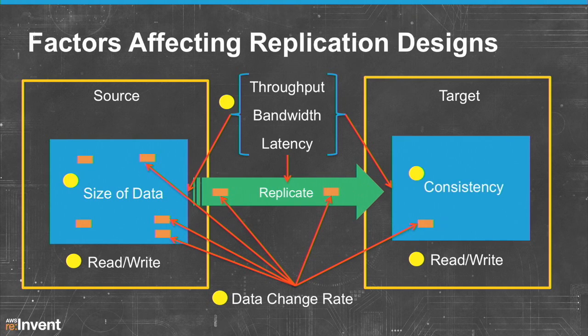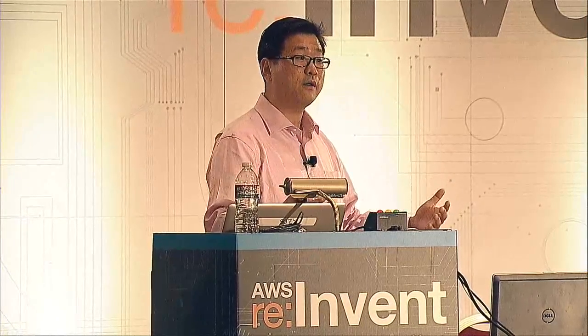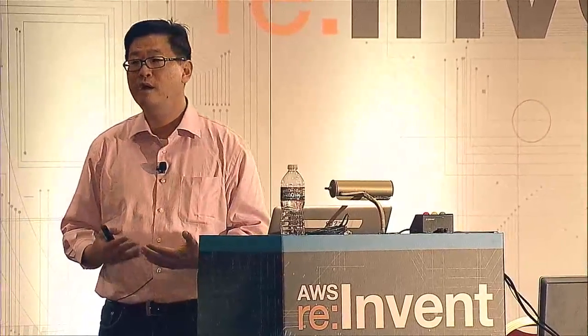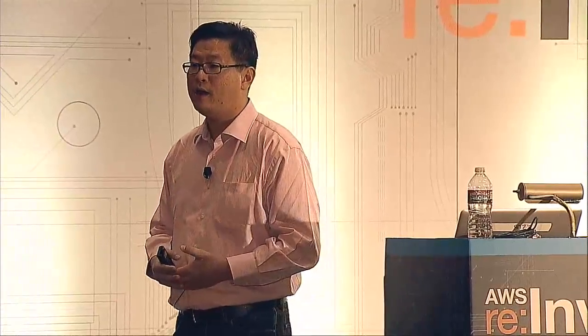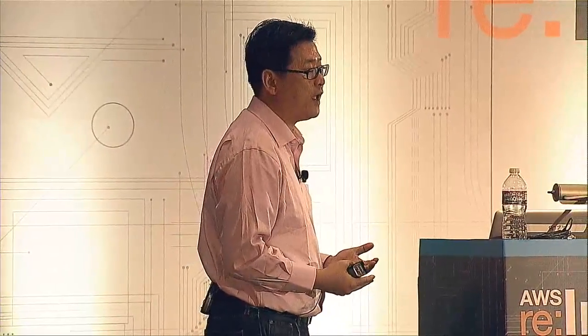The last design factor that I'd like to talk about is consistency. This actually plays a significant role in designing replication. How consistent do you want the data to be? Do you need to have an exact copy of your data from source and target all the time? Or can you afford to have eventual consistency? Can you have a one or two second delay of that replication? Depending on the consistency requirement and factors, there's a whole bunch of design options that you can consider.